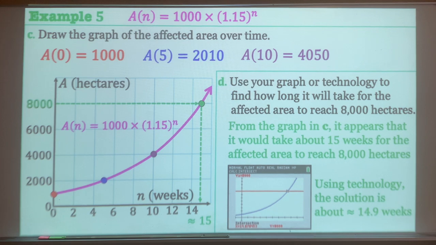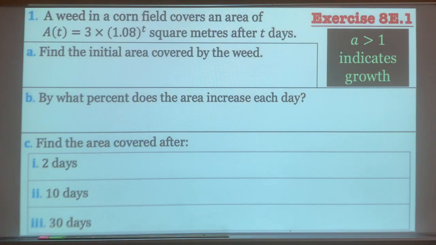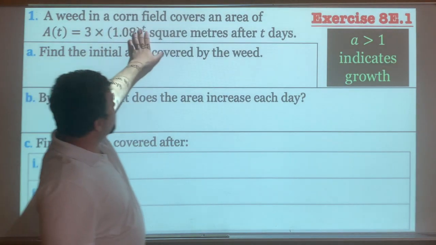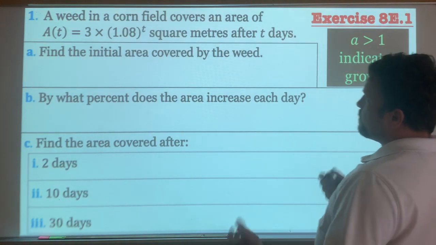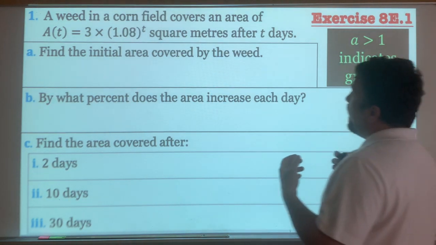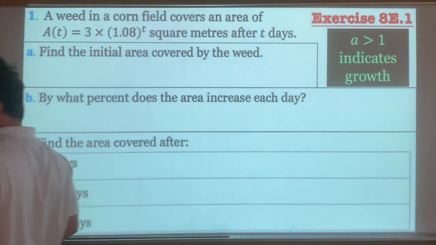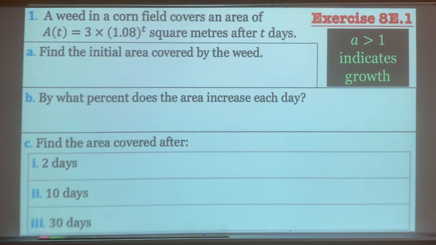Let's move on. Anyone have any questions? Always using the lessons and building upon the lessons. That's what we're doing. So now what you're going to do is you're going to do problem number one. A weed in a cornfield covers the area of A(T) equals 3 times 1.08^T square meters after T days. Find the initial area covered. Actually, do that whole problem.